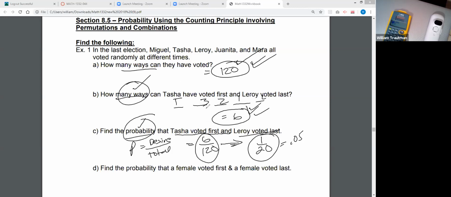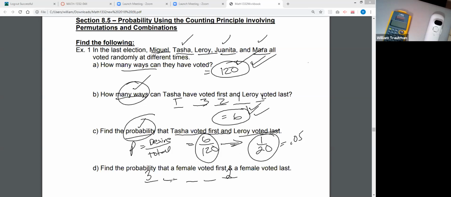All right. Do we really want to do D? Yes. Find the probability. So letter D, we have 5 different ways. Let's do all our people. We have 3 females. Do you see how we have 3 females? It says find the probability that a female voted first and a female voted last. So we have 3 females that could go first. And if we're done with that, then last you have 2 females to pick. And that's it, because that's all they want to know.